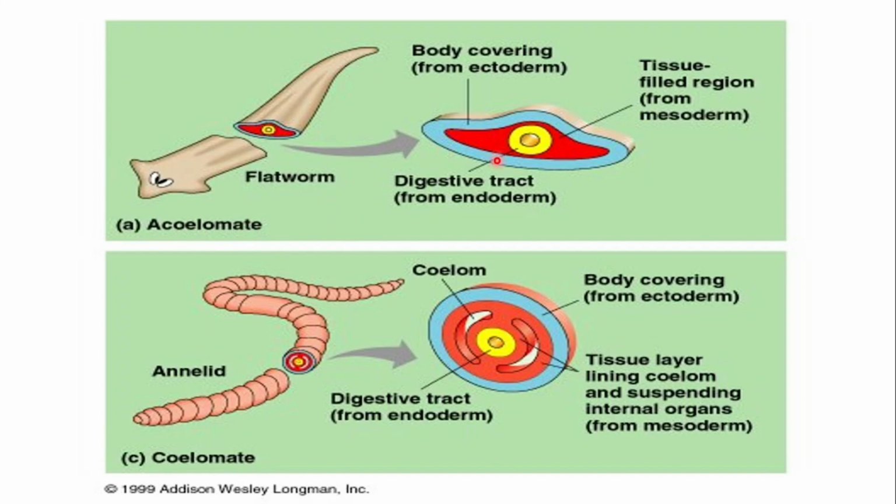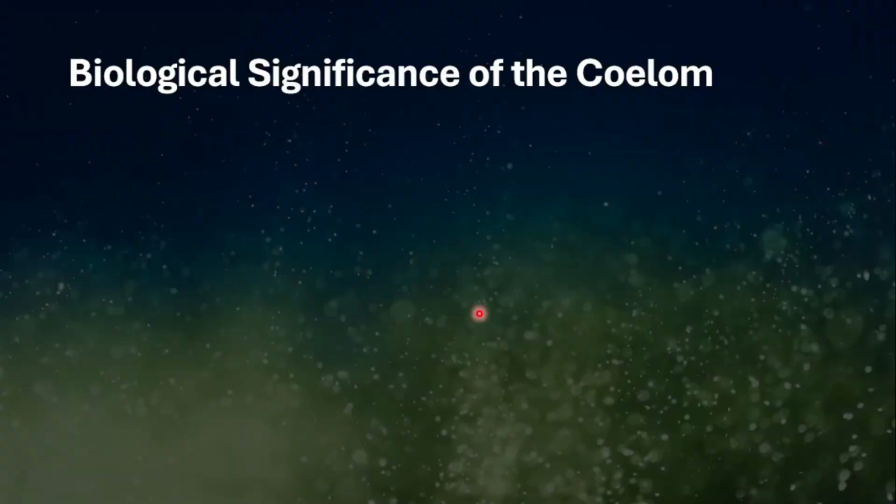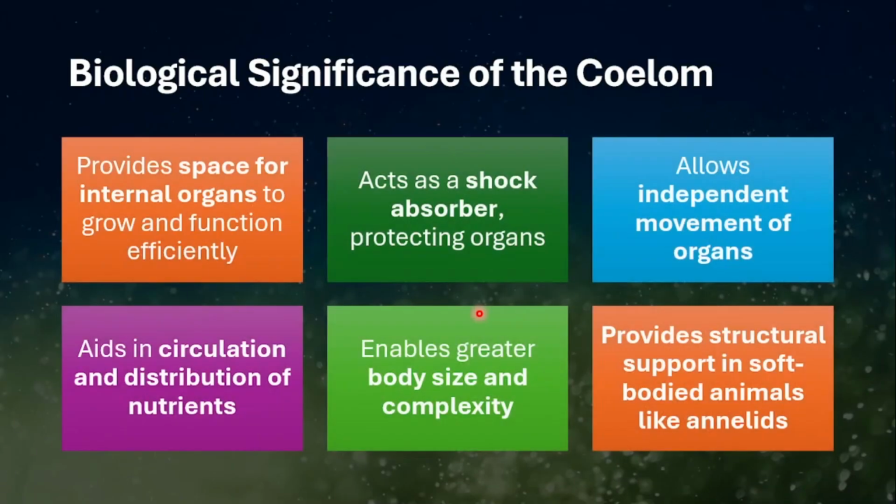The acoelomate one does not have the coelom, but the coelomate one does have the coelom here, right? But both of them are triploblastic. They have endoderm, ectoderm, and mesoderm. All right, so why is the coelom so significant? And what is the coelom, right?